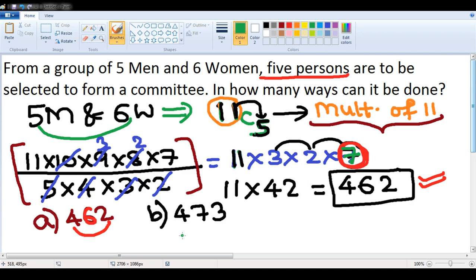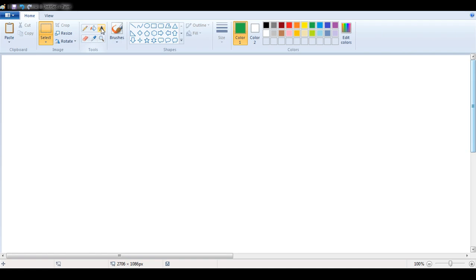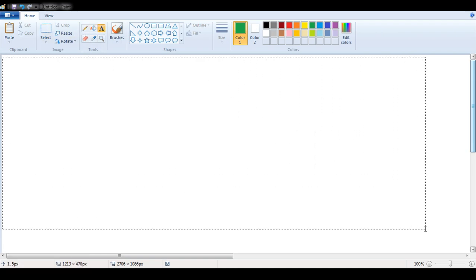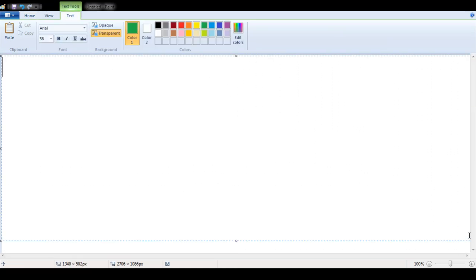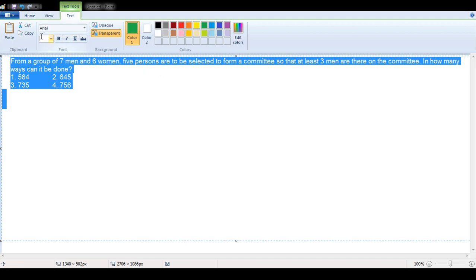Next one. What is the question we solved right now, sir? From a group of 5 men and 6 women. Okay. See the next question. Now, a slight change in the question from the previous question, but I am sure that you all know how to solve this.